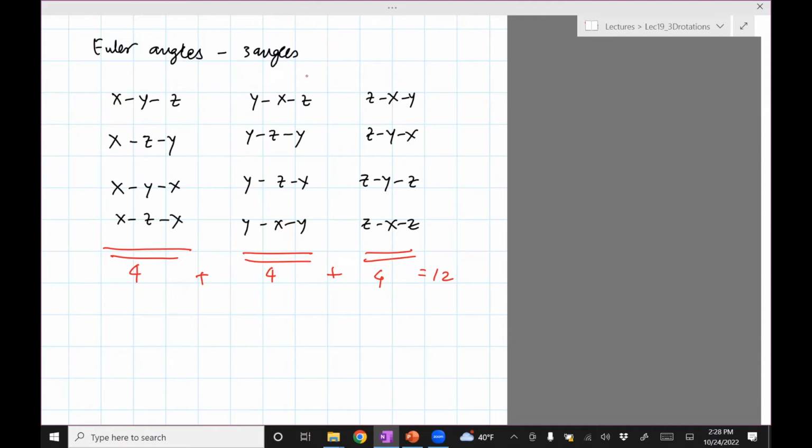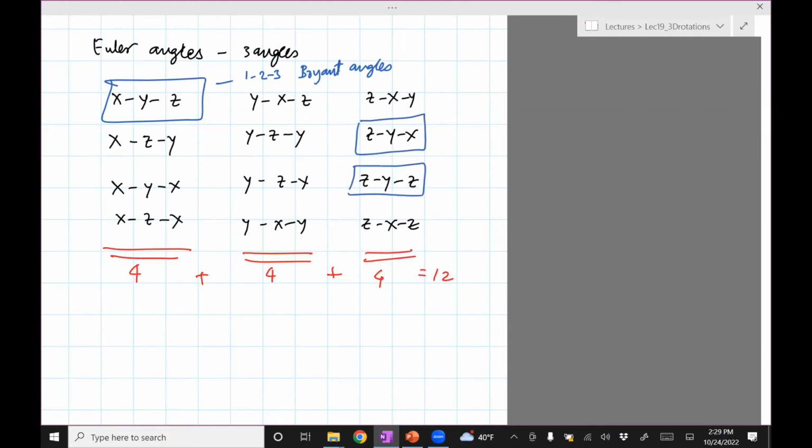Now, there are specific ones which are more popular than the others. One of the popular ones is what is known as the 1, 2, 3, which you can see is clearly the X, Y, Z orientation. This is known as the Bryant angles. Another popular one is Z, Y, X and Z, Y, Z, I think. So we will use this one.